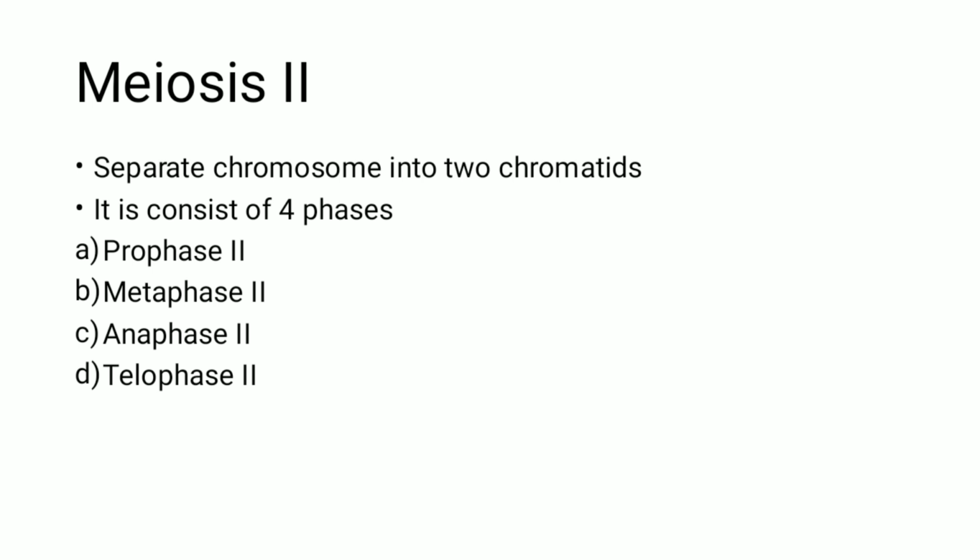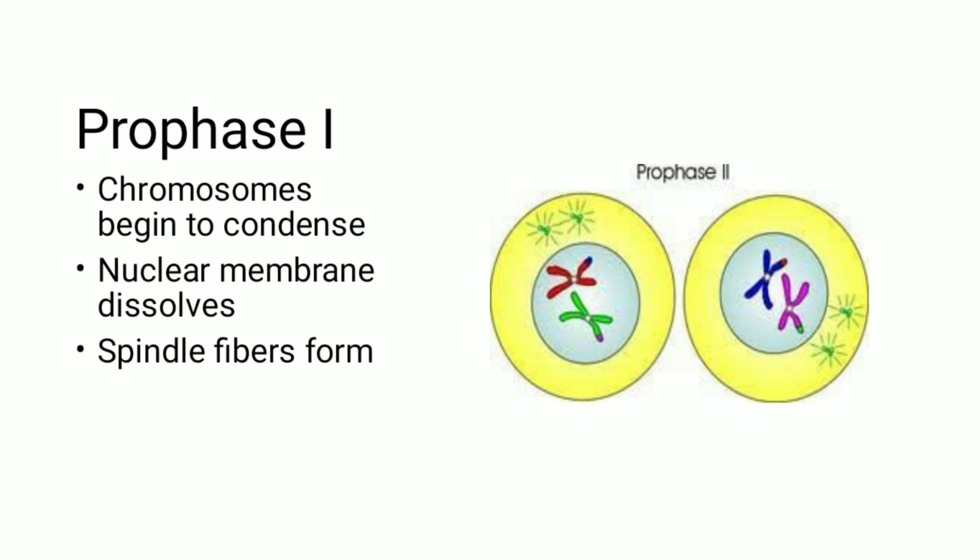Then the meiosis 2. It separates chromosomes into two chromatids. It consists of four phases: the prophase 2, metaphase 2, anaphase 2, and telophase 2. Prophase 2. Chromosomes begin to condense. The nuclear membrane dissolves. Spindle fibers form. In the photo provided, that is the prophase 2.